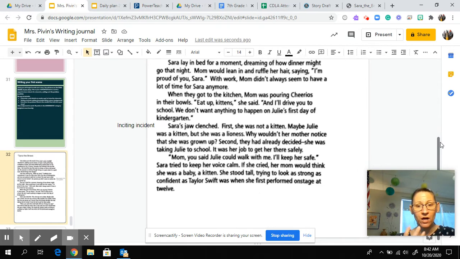So Sarah's jaw clenched. First, she was not a kitten. Maybe Julie was a kitten, but she was a lioness. Why wouldn't her mother notice she was so grown up? Second, they'd already decided. She was taking Julie to school. It was her job to get her there safely. Mom, you said I could walk Julie. Julie could walk with me. I'll keep her safe. Sarah tried to keep her voice calm. If she cried, her mom would think she was a baby, a kitten. She stood tall, trying to look as strong and confident as Taylor Swift when she first performed on stage.